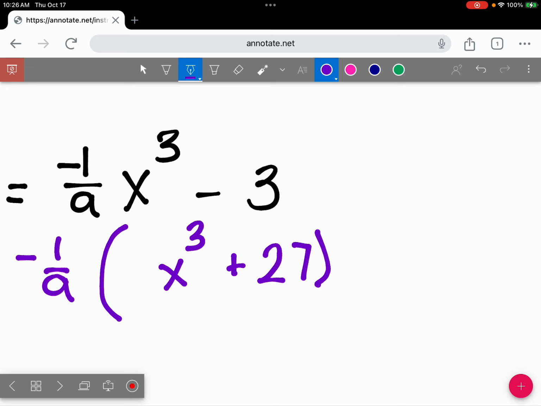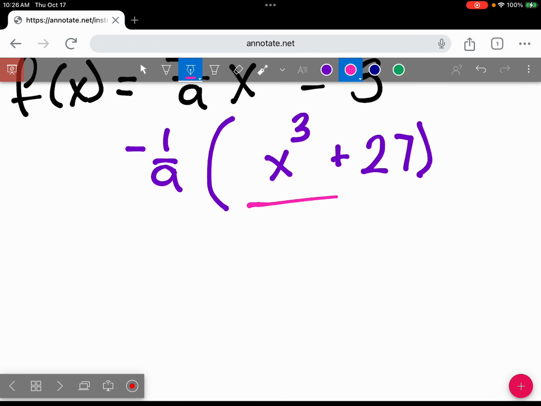Pulling out the fraction makes it get bigger because we're dividing by a fraction. If I redistribute that 1/9 through, we would wind up back where we were. So when in doubt, if you're not sure you did it right, distribute the 1/9 back in: we'd wind up with negative 1/9 x cubed plus negative 27 over 9, which would be negative 3.